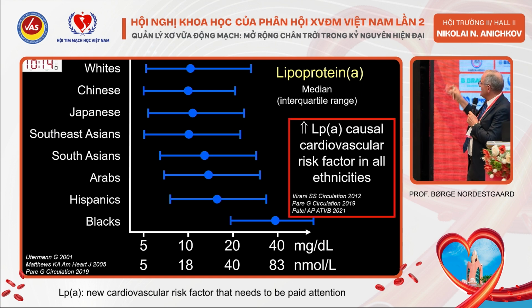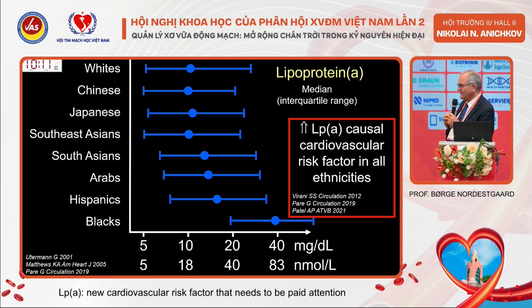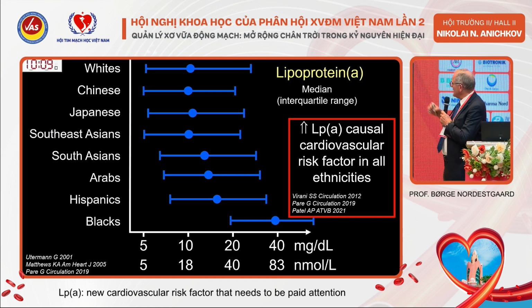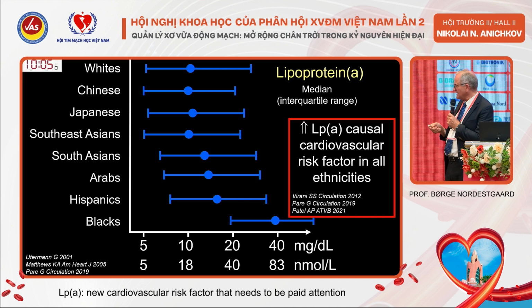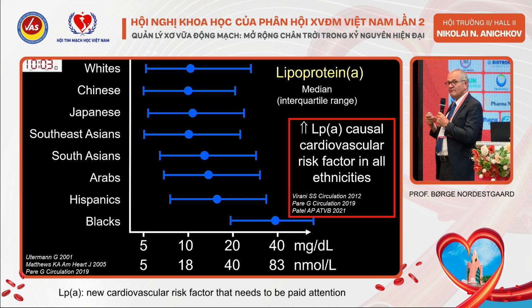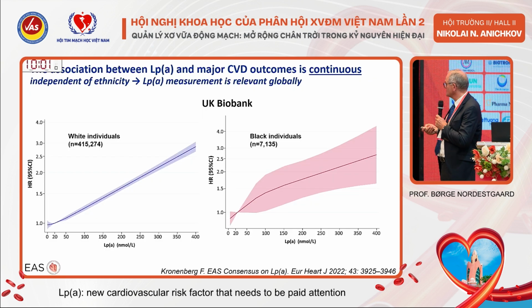Very importantly, LP-little a is a causal risk factor for cardiovascular disease in all ethnicities. There's quite a lot of evidence for that now. So blacks really have much higher risk than others.